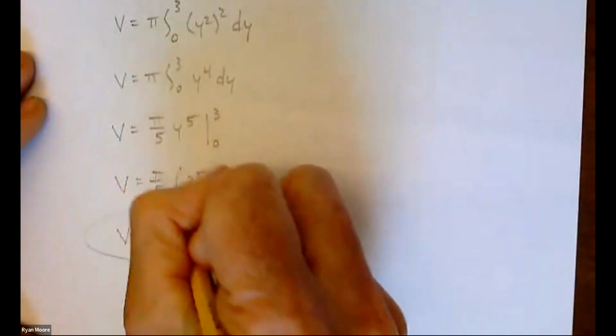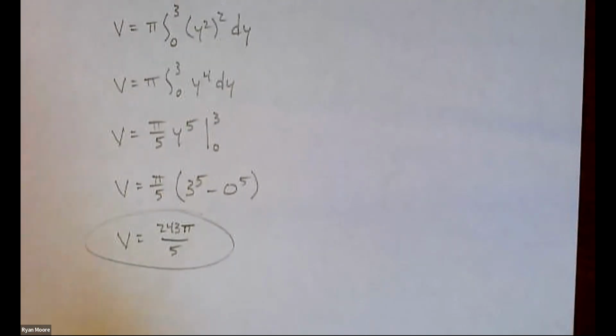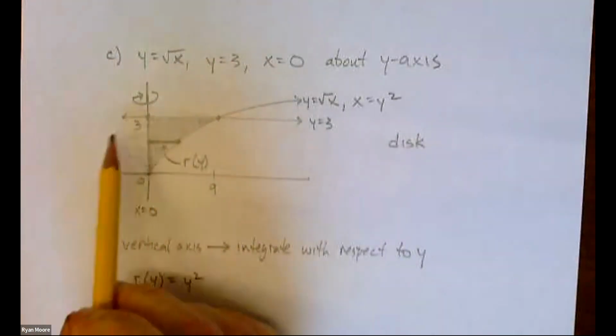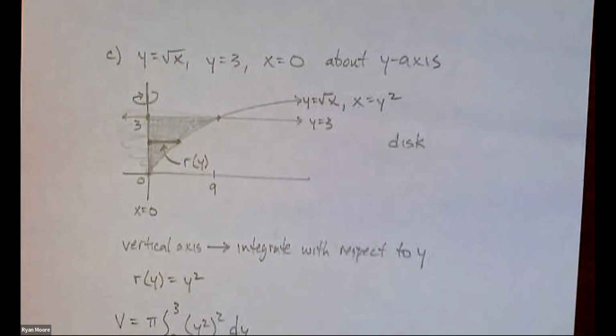I mean, all these are going to have pi in the answer because of that pi in the front. We get these fractions. Okay, hey, we got it: 243 pi over 5. I can't really visualize what that number is exactly, or if that would make sense for this shape, but that's what we got.